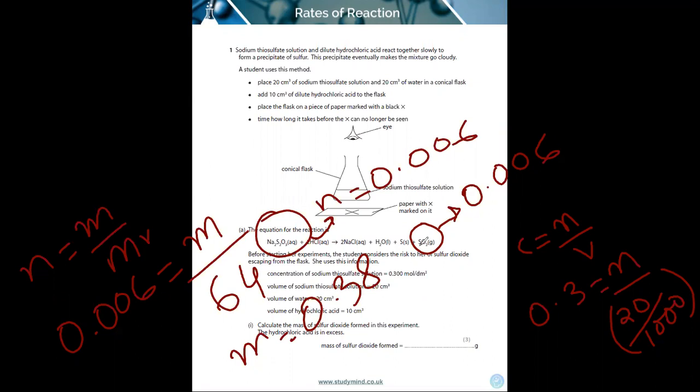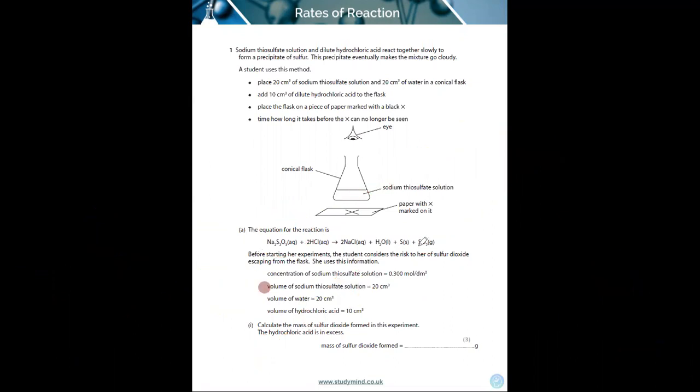But just one question. Why did you take 20 centimeter cube for the volume? Because in the question, the volume of sodium thiosulfate is 20 centimeter cube. Concentration is 0.3 and volume is 20. That is the value they have given in the question, so I just used the volume from the question. All right. Is that making sense?